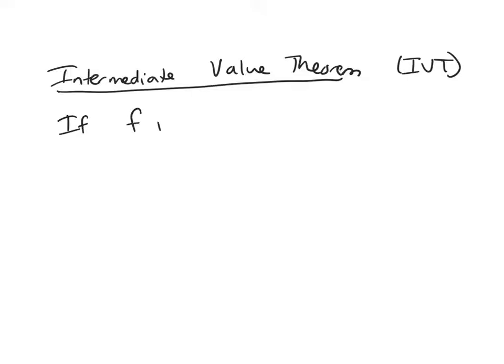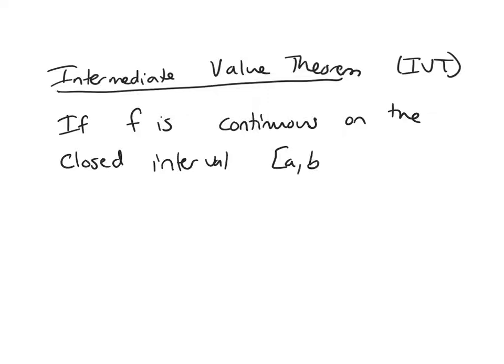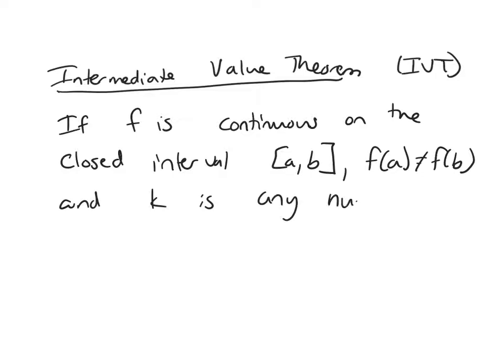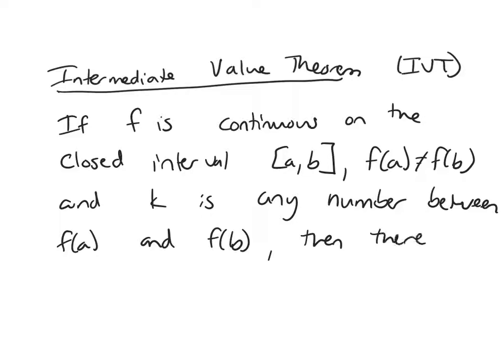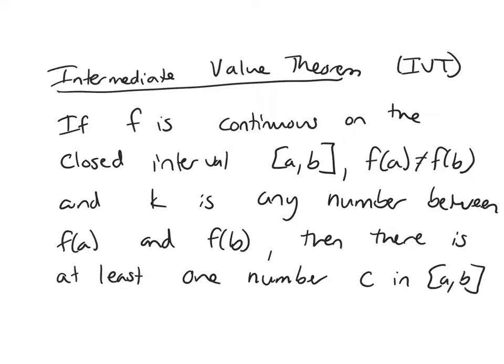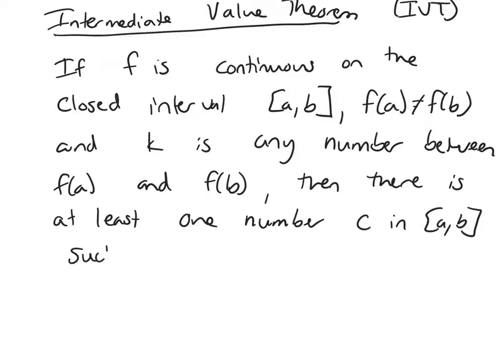So if f is continuous on a closed interval a to b, f of a is not equal to f of b, and k is any number between f of a and f of b, then there is at least one number c in this interval a to b such that f of c is equal to k.